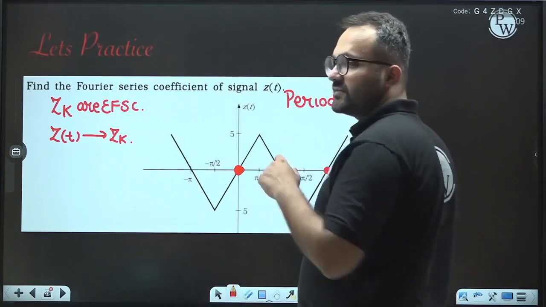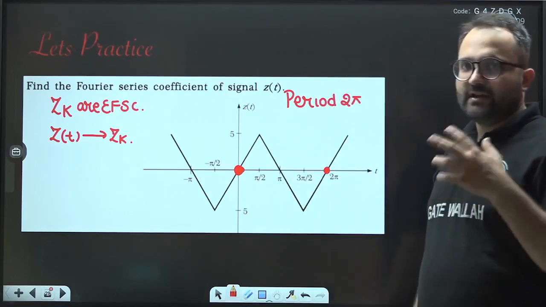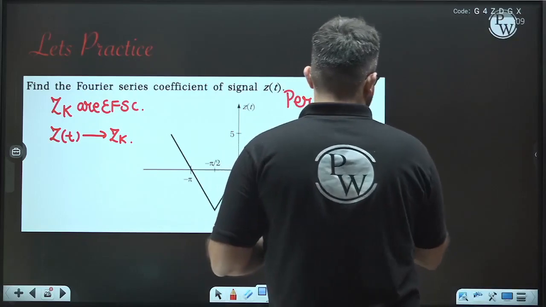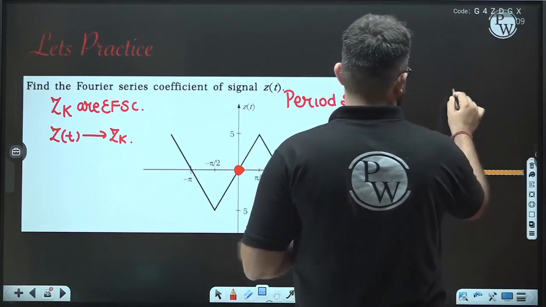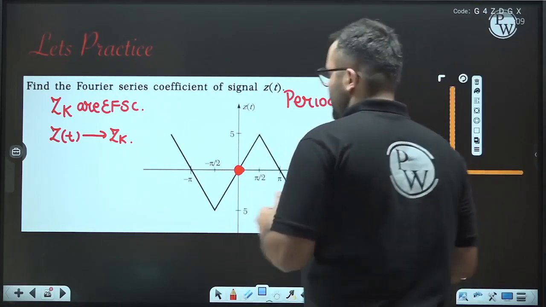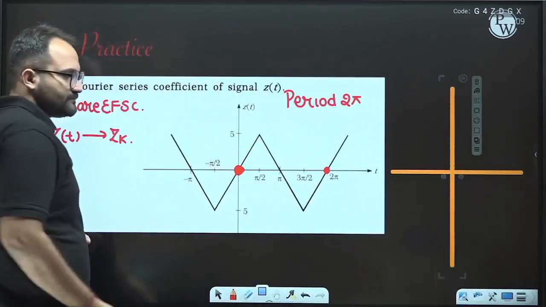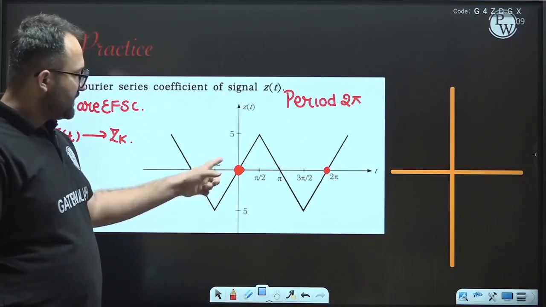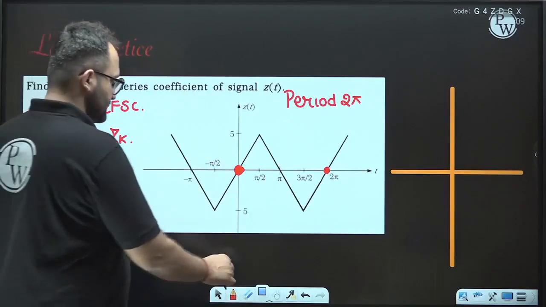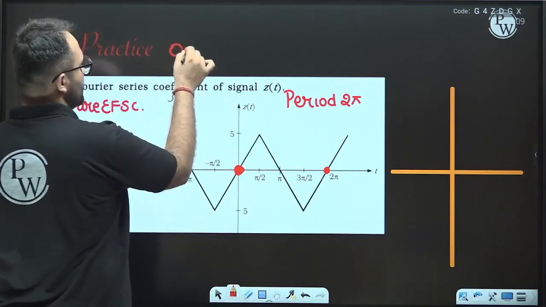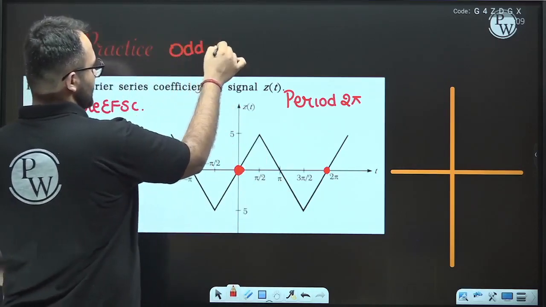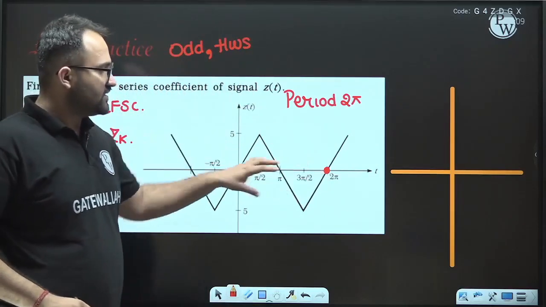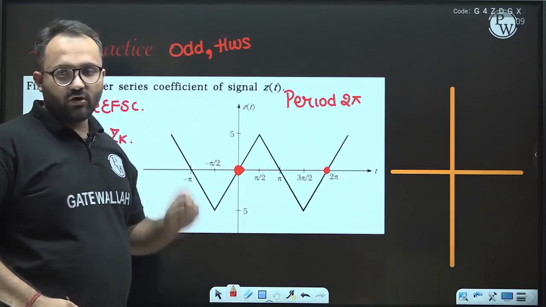First of all, its period is 2 pi. Let's differentiate it. Is there any jump? No, I don't think there is any jump. What are the symmetries of this signal? This signal has odd symmetry and half wave symmetry also, because the triangle is positive, the next triangle is negative, and if we shift it, they are opposite to each other. So odd and half wave symmetric.